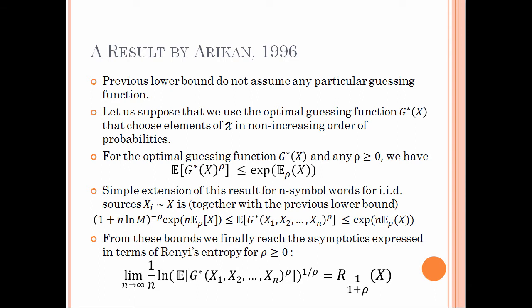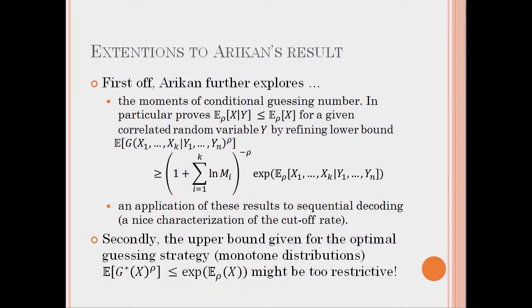Actually, we can. And we will show that this is possible. The upper bound can easily be expressed in terms of the previously introduced expectation subscript rho of X for the optimal guessing function. And we can also extend this result to n IID random variables as shown below. And finally, the asymptotics show that the bounds are tight for large n and can simply be expressed in terms of Renyi's entropy.